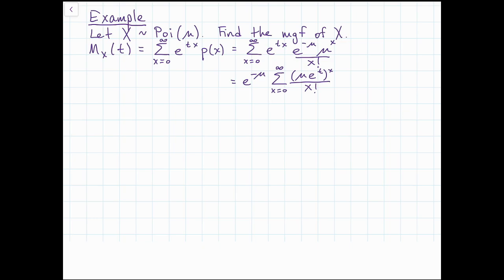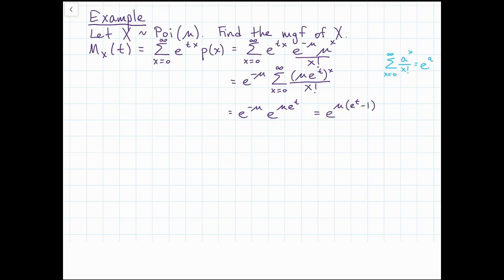Now here's where you might want to remember a little summation result. If we have the sum as x goes from 0 to infinity of a to the x over x factorial, that's just e to the a. That's just the definition, or one of the series expansions of the exponential. So in our sum here, the a is being played by mu e to the t. So that whole sum is just equal to e to the power of mu e to the t.